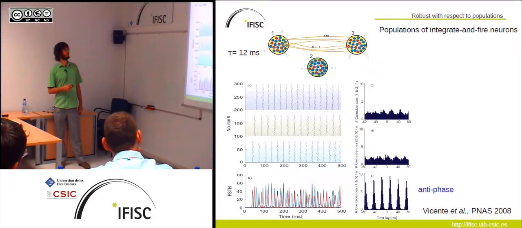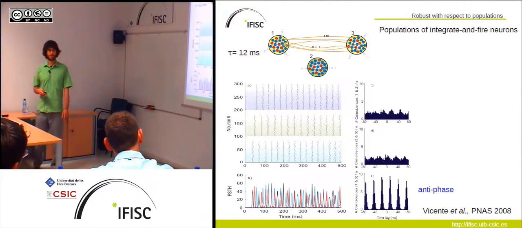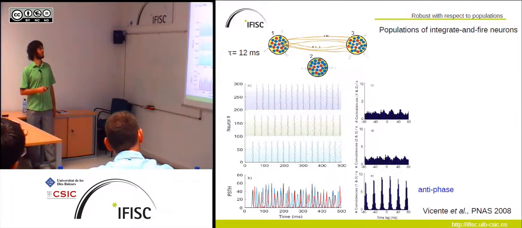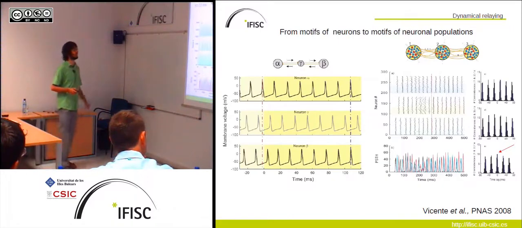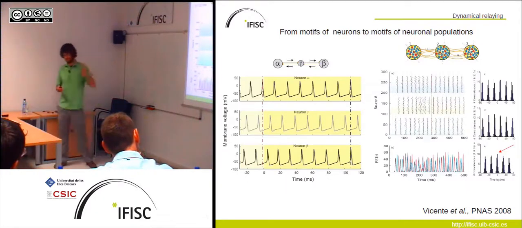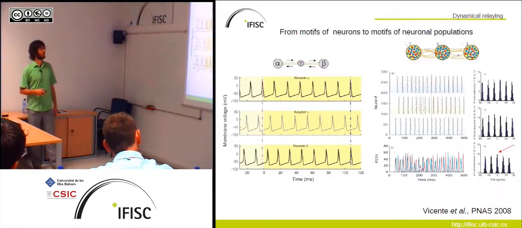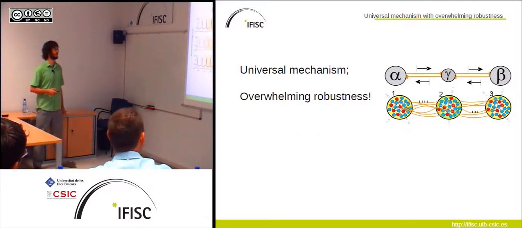And if one considers a different motif, instead of putting the dynamic relay, the relay of node 2, and considers just the connection between 1 and 3, one sees synchronization, but 1 and 3 are synchronized in anti-phase. So it's important, in order to have zero-lag synchronization, to have the dynamics mediated by a relay population. So this shows that the dynamic relay can be extended from neurons to populations of neurons.